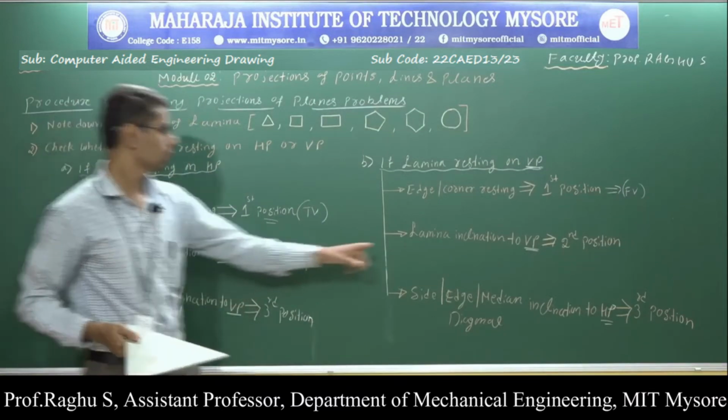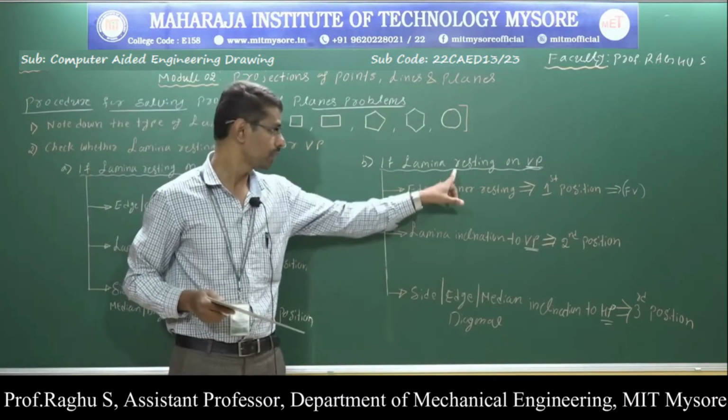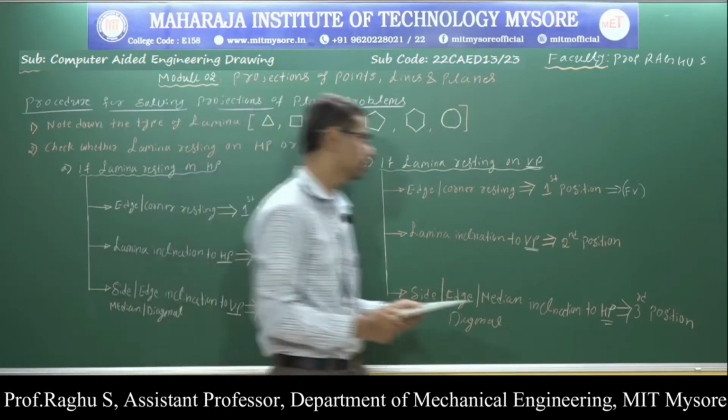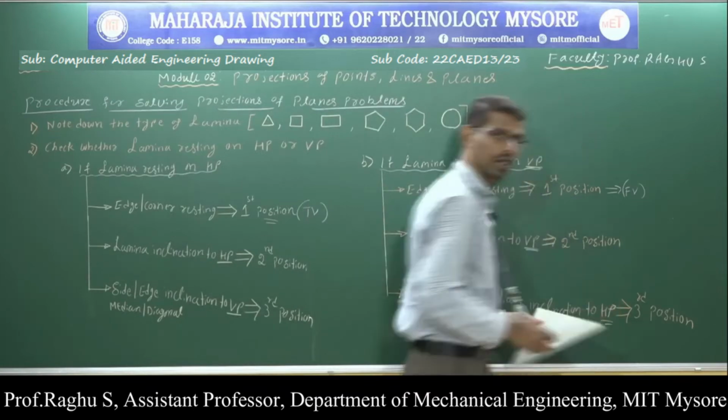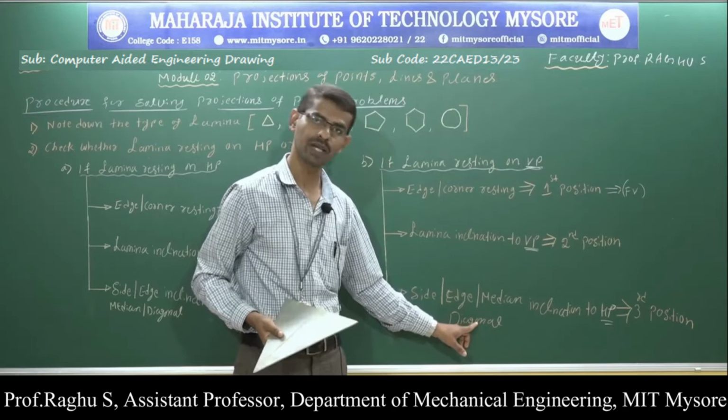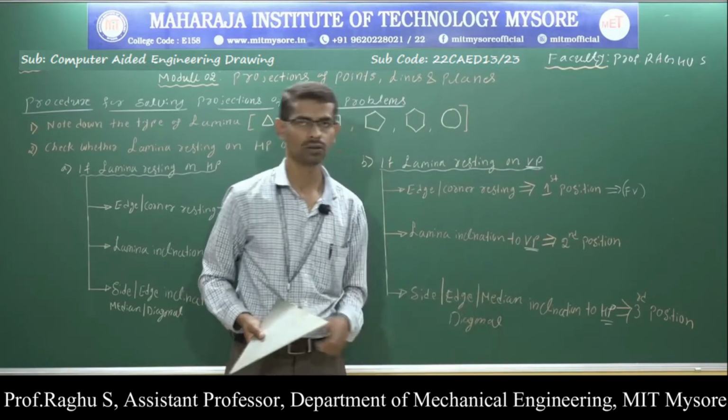So next one. Note down the lamina inclination with respect to VP when the lamina is resting on VP. It is used for drawing the second position. Next, note down the side or edge inclination, or median inclination, with respect to HP. It is used for drawing the third position.